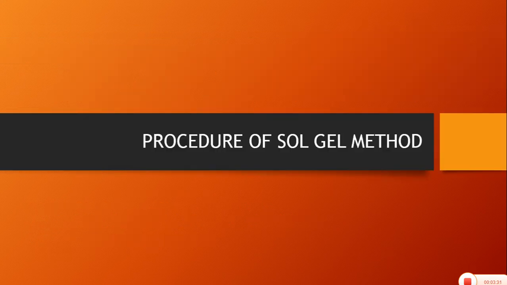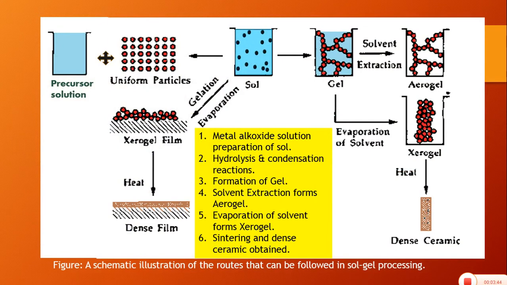Now let's proceed with the procedure of the sol gel method. How can we prepare different ceramic materials by using the sol gel method? Let's see. Here you can see a picture. It is a schematic illustration of the routes that can be followed in sol gel processing. In the first step, a solution of metal organic compounds is formed.